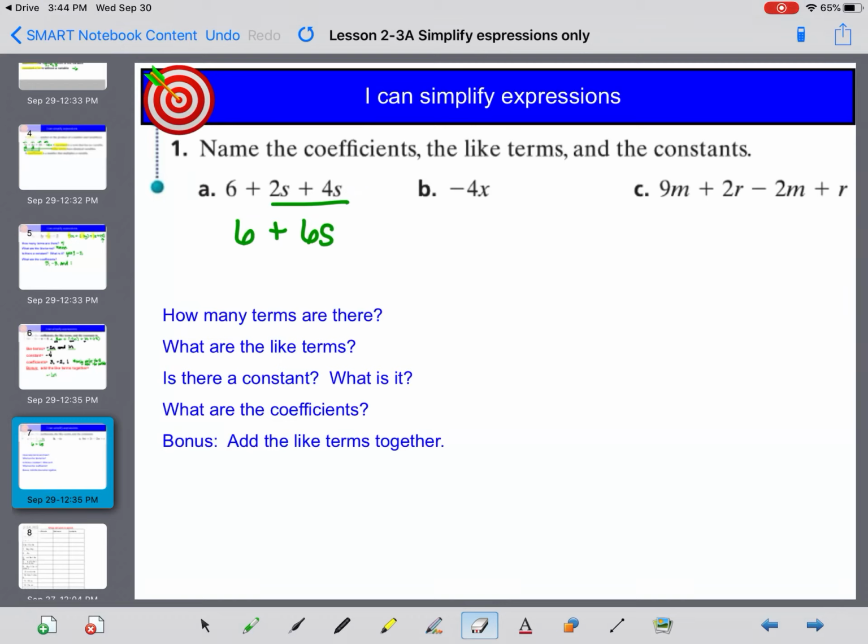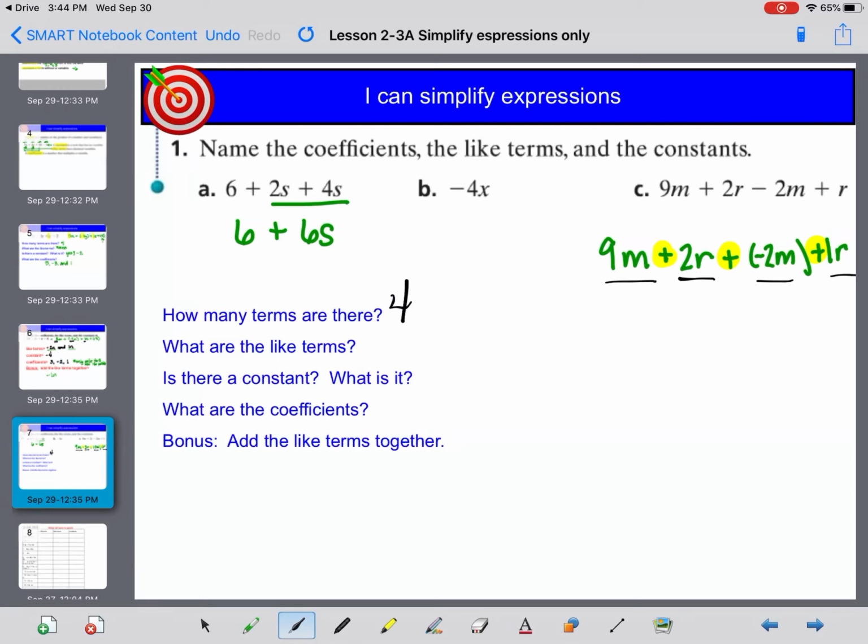Letter C. The question says, how many terms are there? Well, before we start in with that, I see I've got this pesky minus sign. So let's rewrite this expression by changing the subtraction to adding the opposite. And then I'm squeezing the 1 as my coefficient of r in there. Now, I can see where the plus signs are, and everything in between them are my terms. I have 4 terms here.